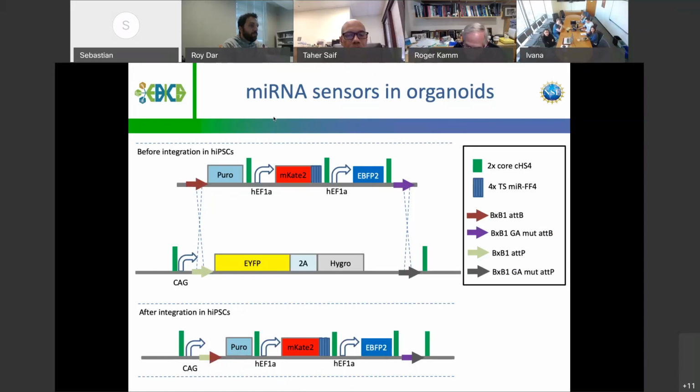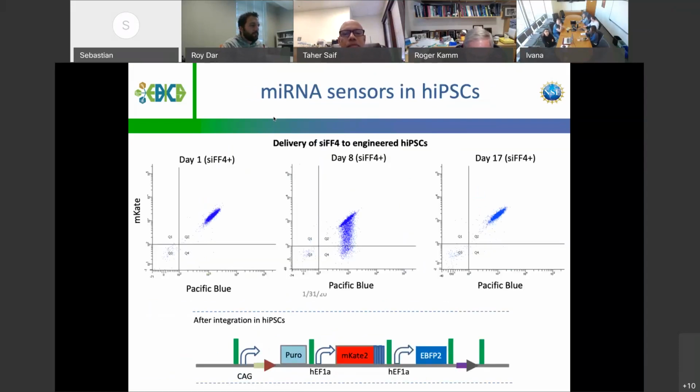So we've developed an RMCE landing pad platform. RMCE stands for recombinase-mediated cassette exchange. We engineered this platform in the AAVS1 locus in stem cells using CRISPR-Cas9. And when we integrated this microRNA sensor using this platform, we showed that the sensor is very stable over many generations of human-induced pluripotent stem cells.